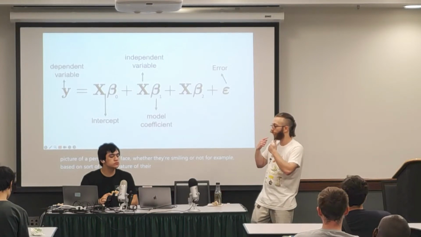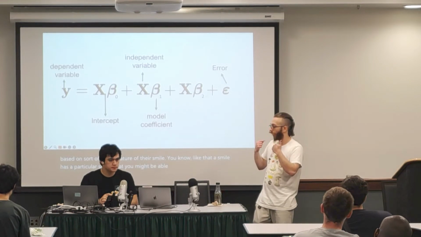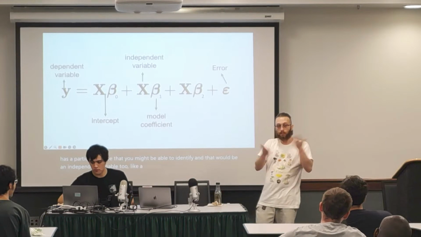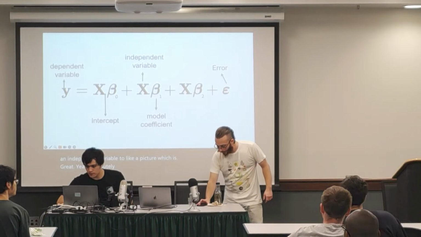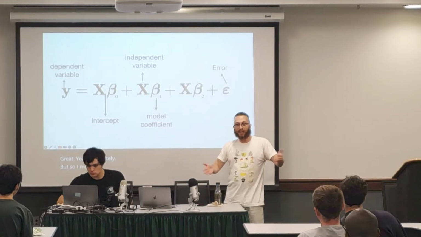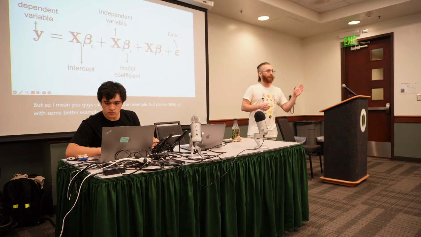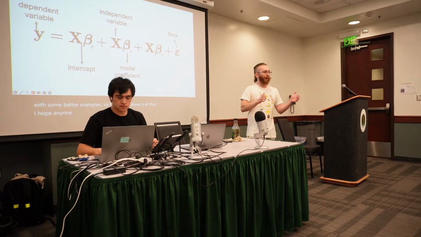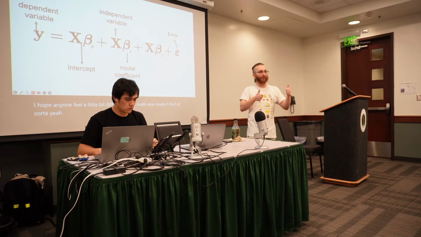You know, a smile has a particular shape that you might be able to identify, and that would be an independent variable for a picture, which is great. Yeah, absolutely. You guys came up with some better examples than the one I had, so I'm going to leave it at that. I hope anyone feels a little bit different about math now, maybe, kind of, sort of. Yeah, I see some thumbs up. Cool. Very cool.